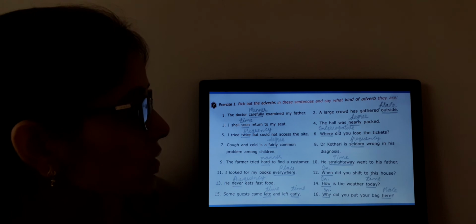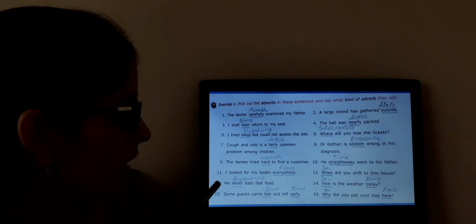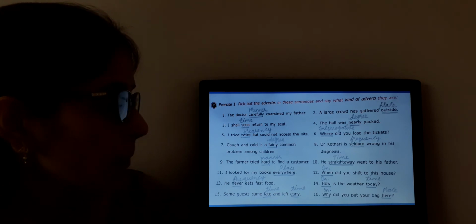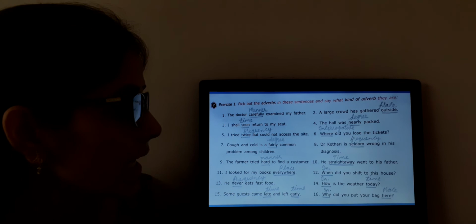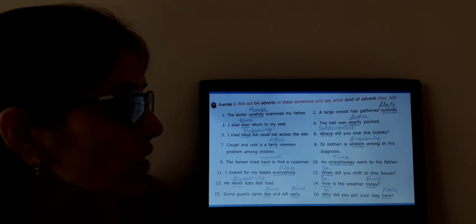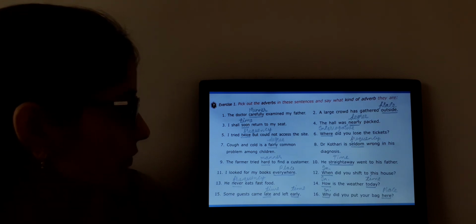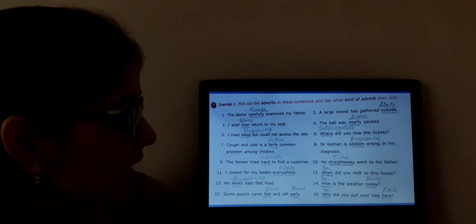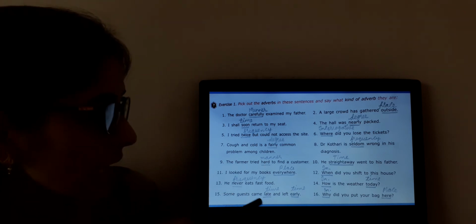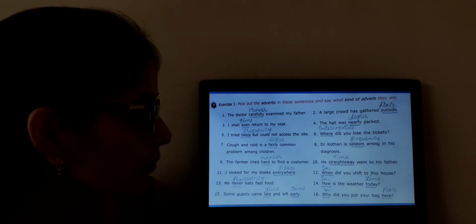Number 10, he straightaway went to his father. So it is also showing the time. Number 11, I looked for my book everywhere. So it is talking about place, adverb of place. And number 12, when did you shift to this house? So it is asking a question. It is interrogative. Number 13, some guests came late and left early. So here late is representing time and early is also representing time.